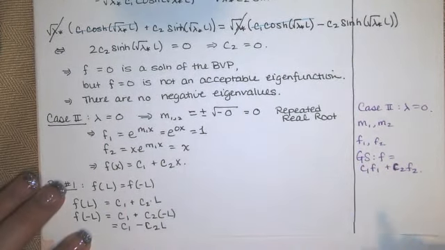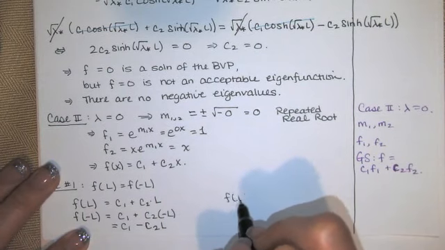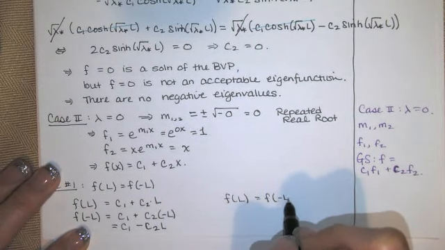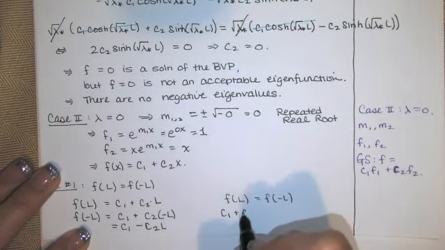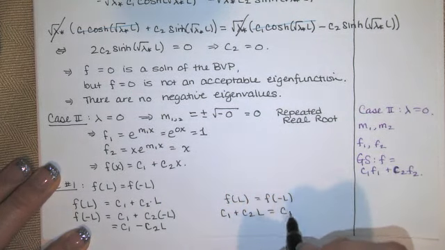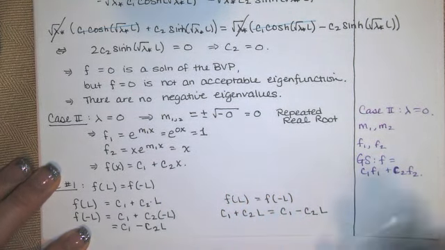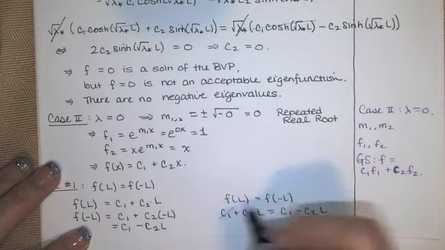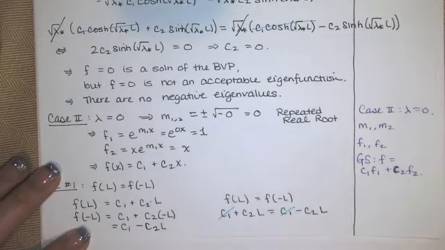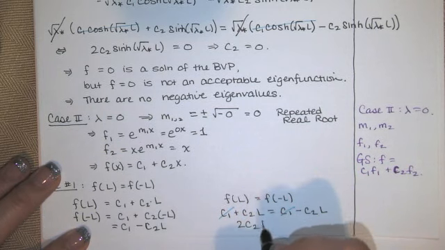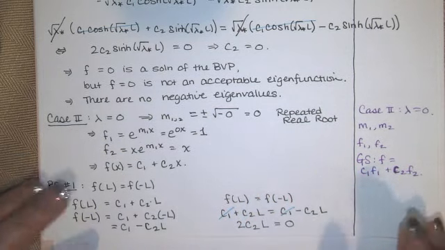Now these two expressions have to be equal to each other. So that's c1 plus c2 times L equals c1 minus c2 times L. We can subtract c1 from both sides. We can add c2 times L to both sides, and we get 2 c2 times L equals 0.